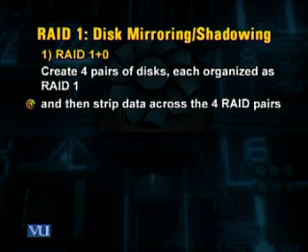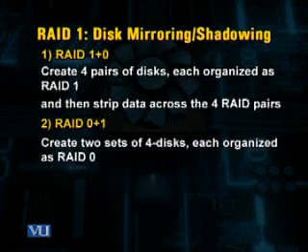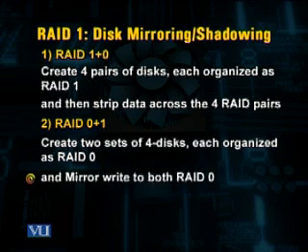This type of arrangement is known as the 1 plus 0 RAID, whereas the other arrangement is that we create 2 sets of 4 disks, each organized as RAID 0, and the mirror writes to both the RAID 0s. That means it writes to the RAID 0 corresponding to the original and the RAID 0 corresponding to the mirror. So this type of arrangement is referred to as the 0 plus 1 RAID.